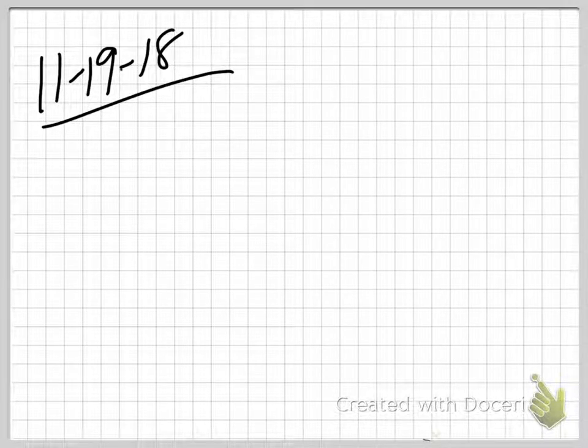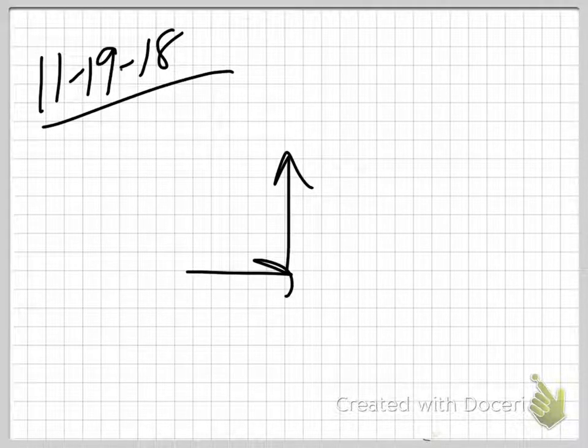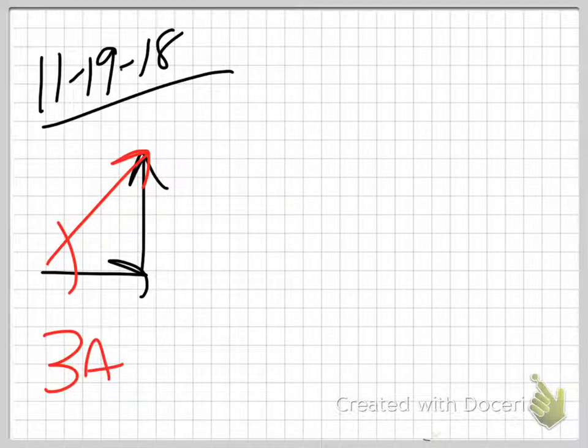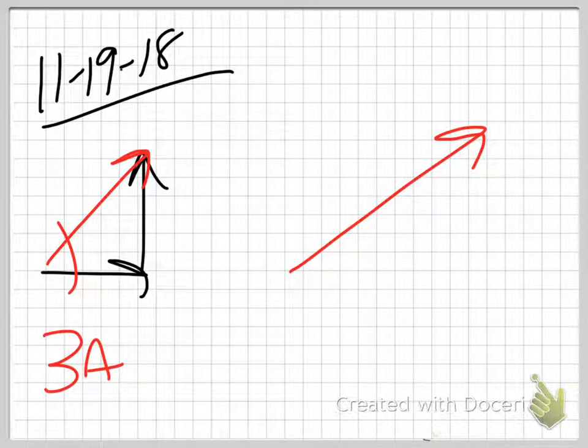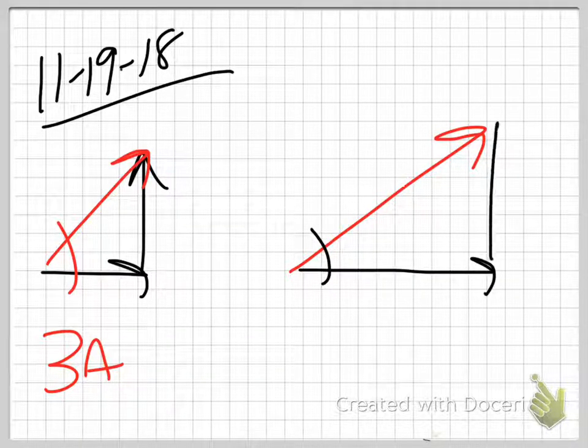Let's talk about this. We've gone two different ways with vectors. We know that if we have these, we can find this using Pythagoras, and we can find that angle using tangent. And now, this is 3A stuff, when we're given the resultant and the angle, we can actually resolve it into its two component pieces.